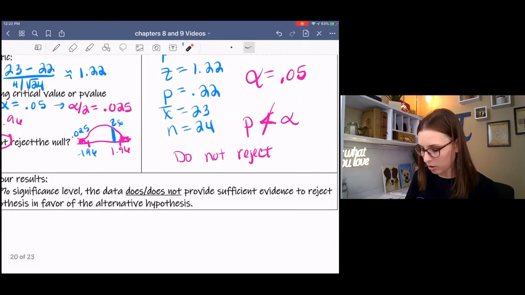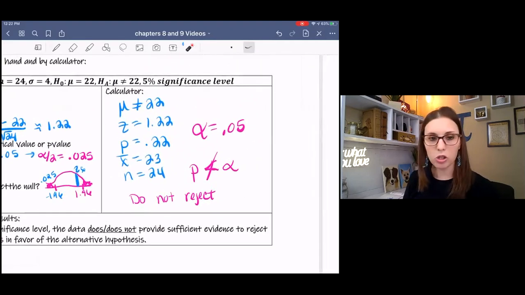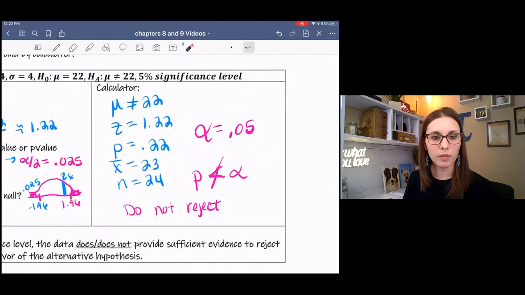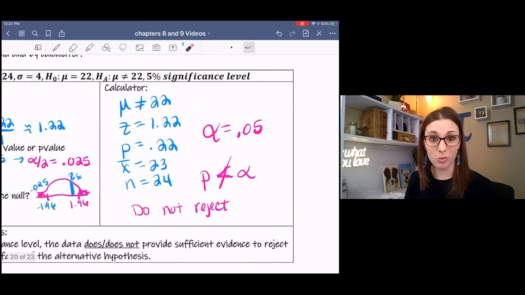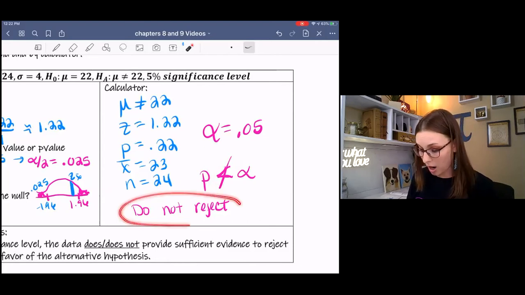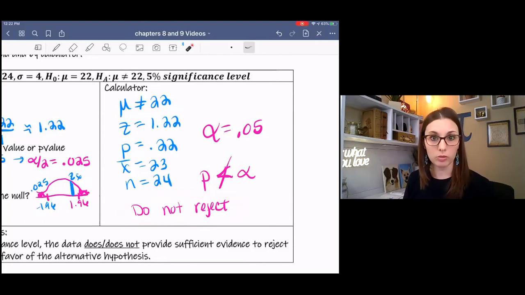And then for the calculator one, I did the p-value approach. And we get a p-value of 0.22. And remember that this is a probability. So assuming that the null hypothesis is true, the probability of getting this test statistic is 22%, which is pretty high. Since p is not less than alpha, we do not reject the null.